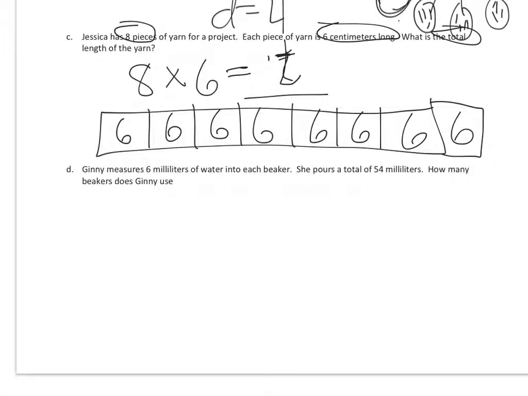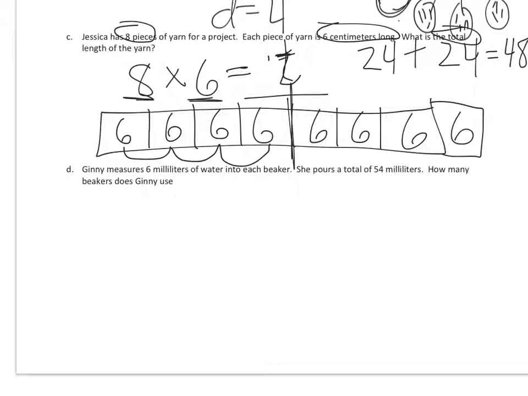We're going to count by sixes halfway. 6, 12, 18, 24. This is the half mark. 24. So this half equals 24, and we know it's half, so we're going to do 24 again. 24 plus 24 equals 48. So 8 groups of 6 centimeters equals 48. So T equals 48. 48 is our answer.